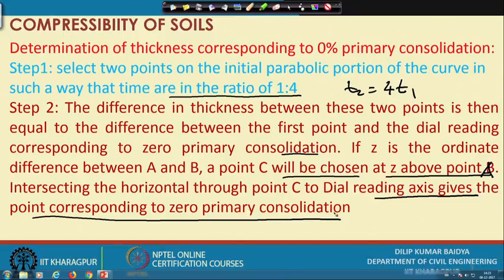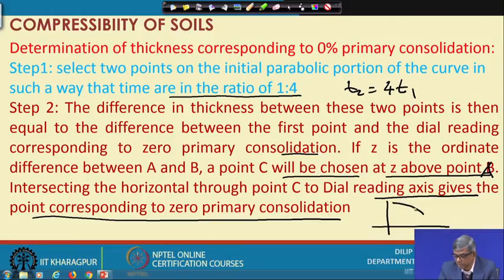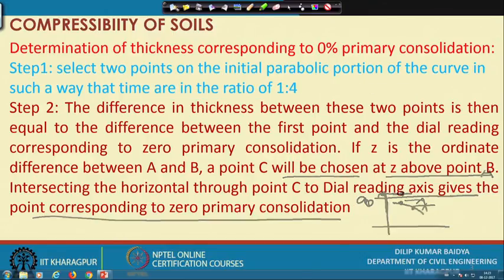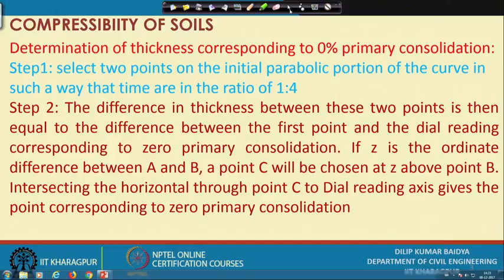So, I have shown already 0 at the top. Suppose this curve was something like that, one point is here, another point is here, and then I will get the distance between these. From here, the same distance point I will locate here and draw a horizontal line, and this gives you 0. So, I will show again. This is the way you locate the point corresponding to 0% consolidation.